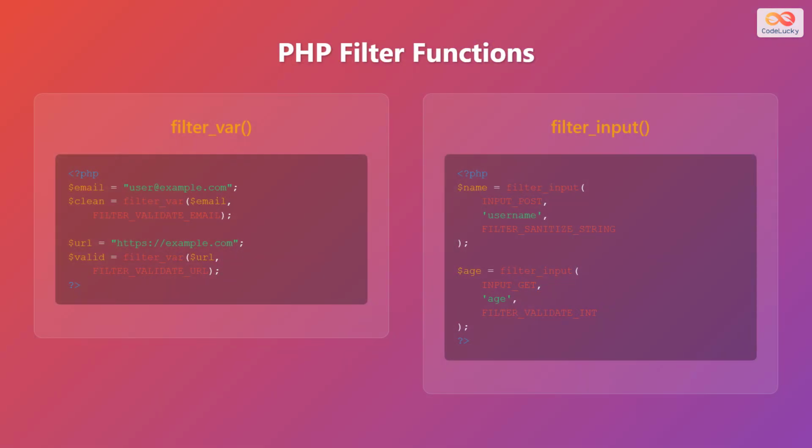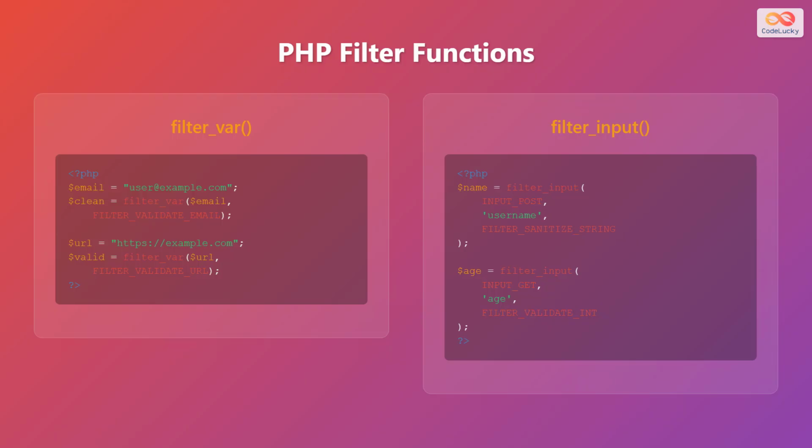PHP provides built-in functions to handle input validation and sanitization efficiently. The two primary functions are filter_var and filter_input. filter_var is used to filter a single variable. Here's an example. A variable email is assigned a value of user@example.com. The filter_var function is used to validate the email address using the FILTER_VALIDATE_EMAIL filter.